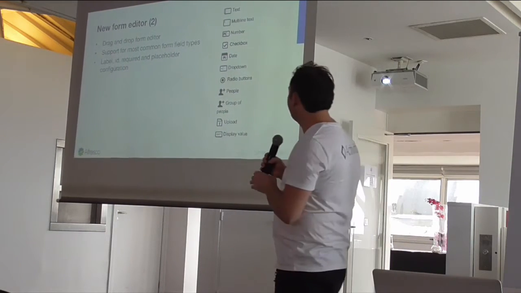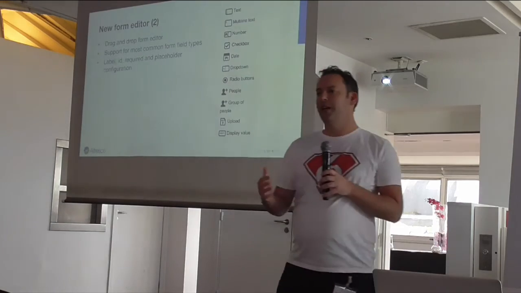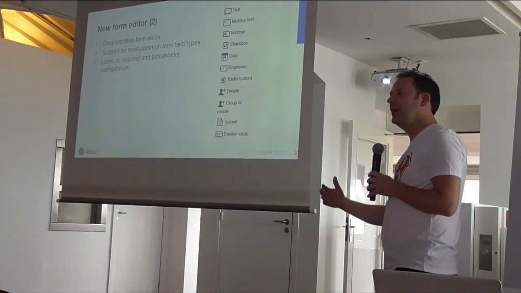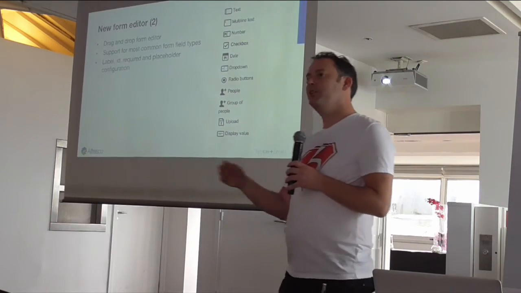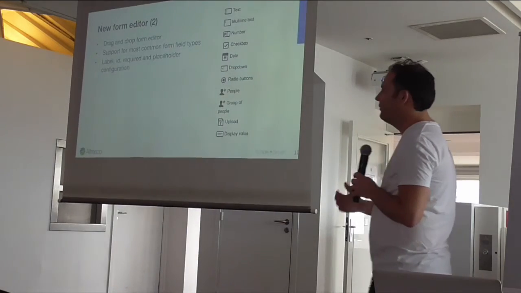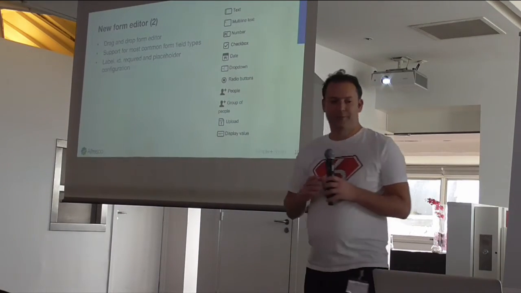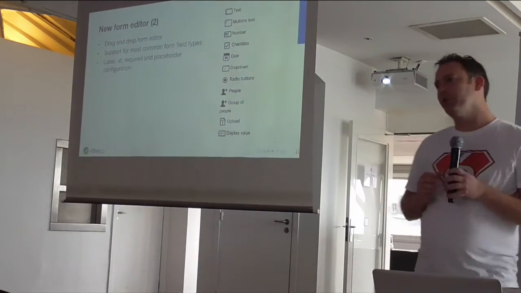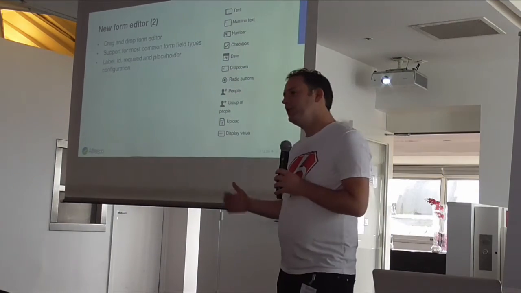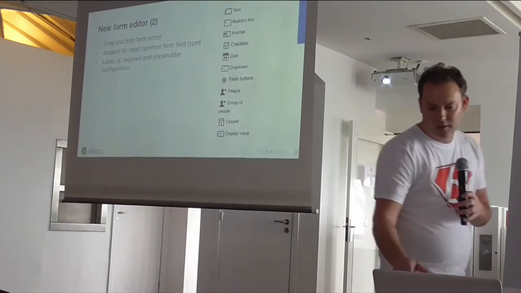So what you can configure for each field type is, of course, the label, the identifier, and the identifier gets translated into the variable name. So that's what you can use in expressions and things like that. You can say if it's required or not, and for a text field you can define a placeholder, for example. For a drop-down you can define the options you want to show in the drop-down, of course, just the basic stuff.